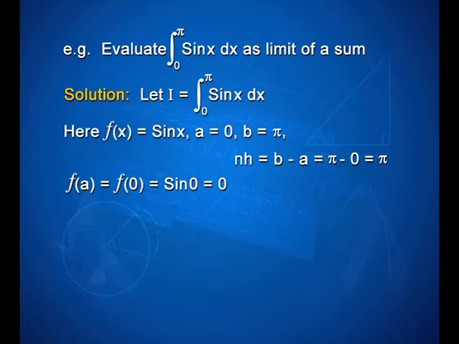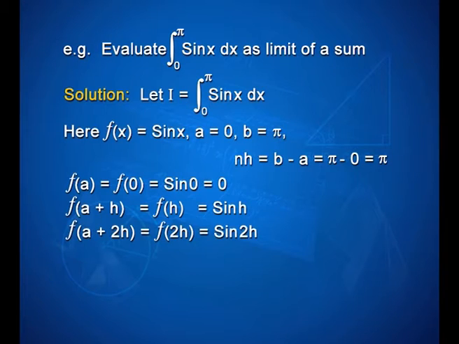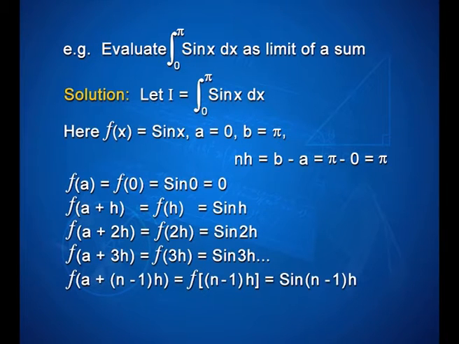f of a is equal to f of 0, that is sin 0, obviously 0. f of a plus h is equal to f of h, that is equal to sin h. f of a plus 2h is equal to f of 2h, that is equal to sin 2h. Similarly, f of a plus 3h is equal to f of 3h, that is equal to sin 3h, and so on. f of a plus n minus 1 into h is equal to f of n minus 1 into h, that is equal to sin of n minus 1 into h, that is sin nh minus h.